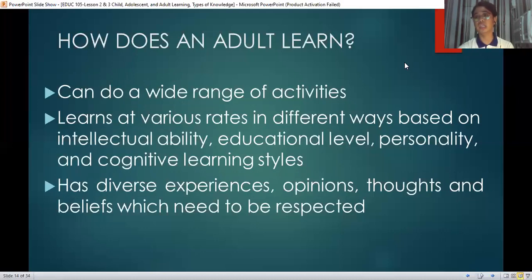Yun yung gagawin ng teacher. Give them the opportunity, give them the freedom on how they would like to learn something and how they would like to deliver an activity. Okay? Since they already have a concept of their own learning styles. Okay?